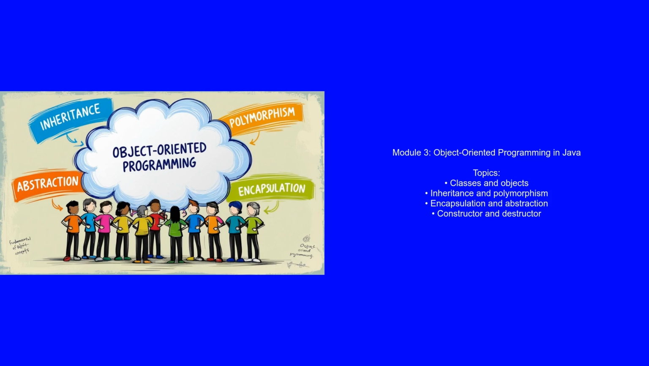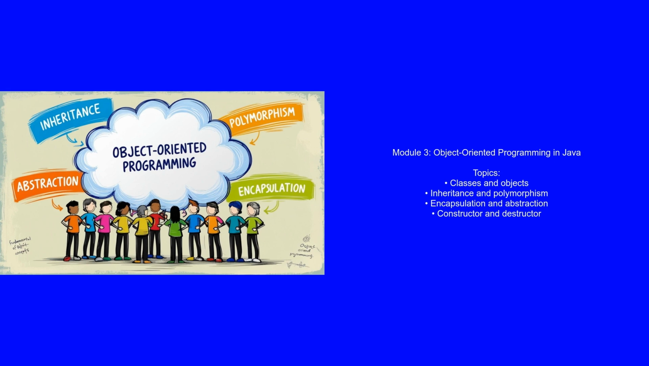Alright, welcome to Module 3, where we'll dive into object-oriented programming in Java. Today, we'll be covering some key topics that will help you understand the fundamentals of OOP. First up, we have classes and objects. Think of classes as blueprints for objects, which are instances of those classes. It's like designing a car, the class, and then actually building one, the object.